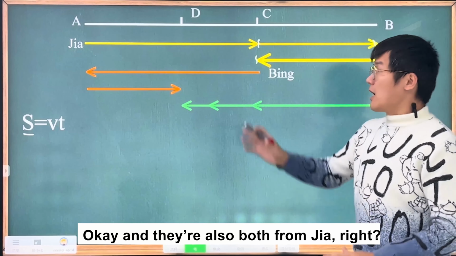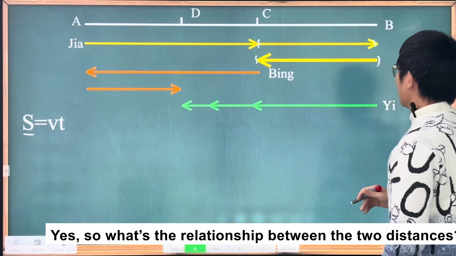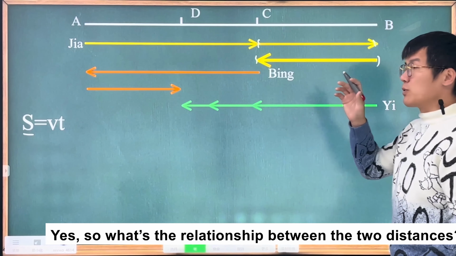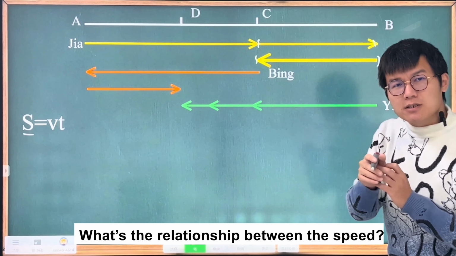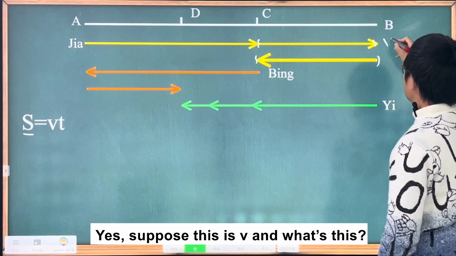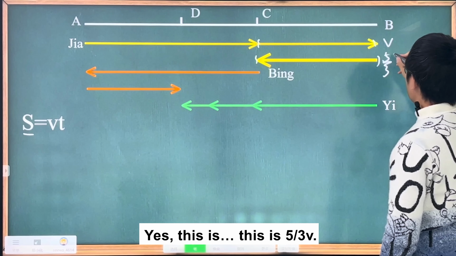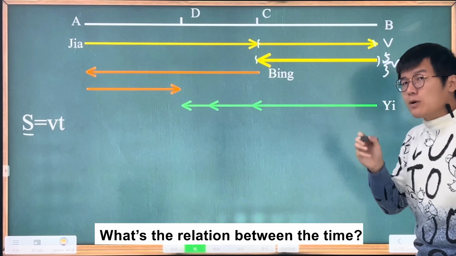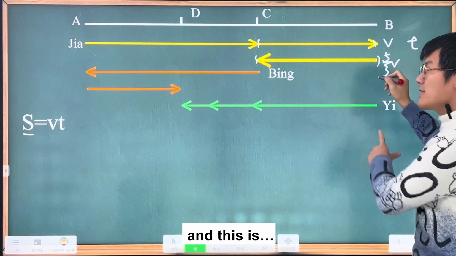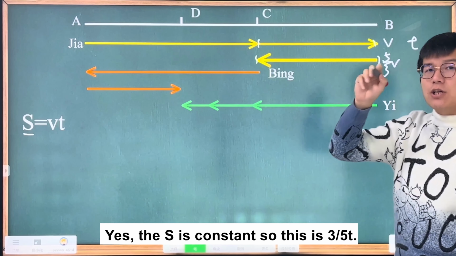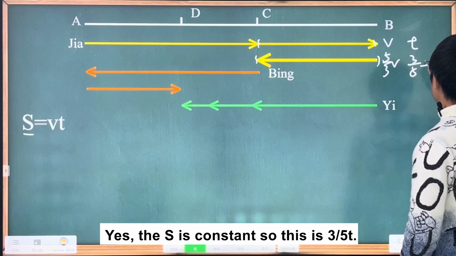They are equal, okay? And they're also both from Jia, right? Yes. So what's the relationship between the 2 distances? They are equal. What's the relationship between the speed? Yes. Suppose this is V. And what's this? Yes, this is 5 over 3 V. So what's the relation between the time? Suppose this is T. And this, yes, this S is constant. So this is 3/5 T.